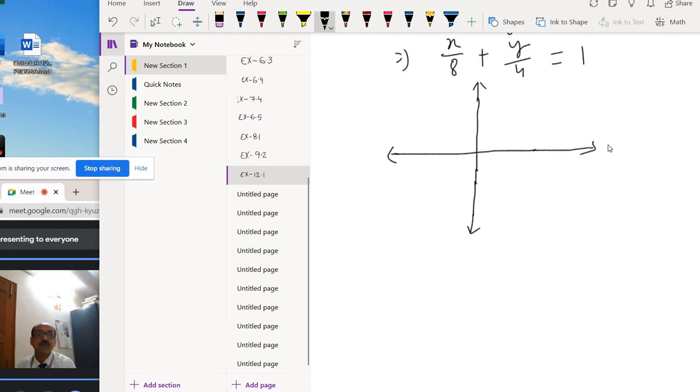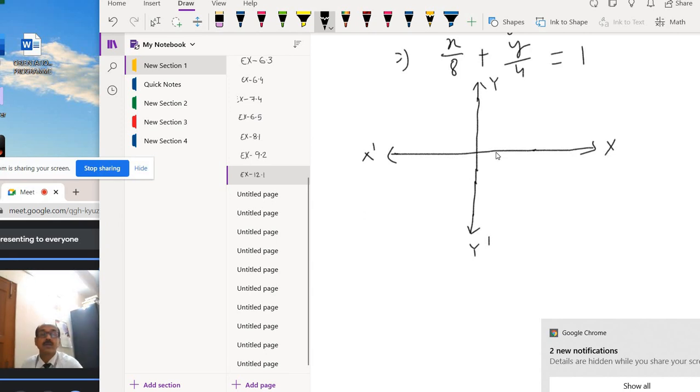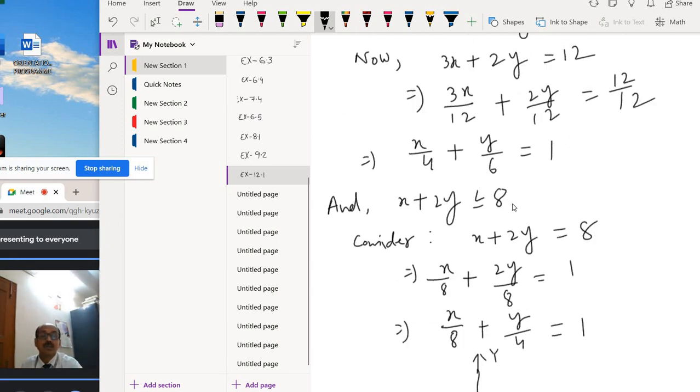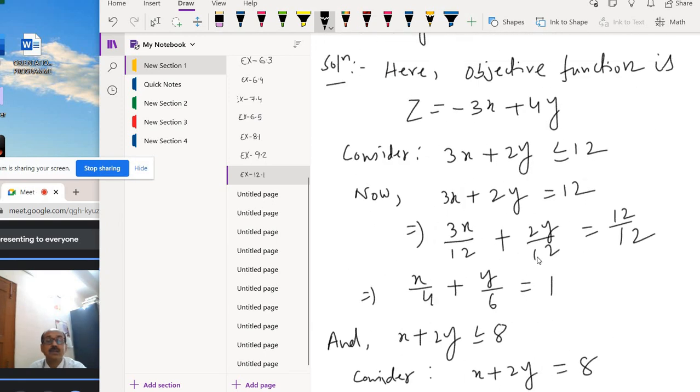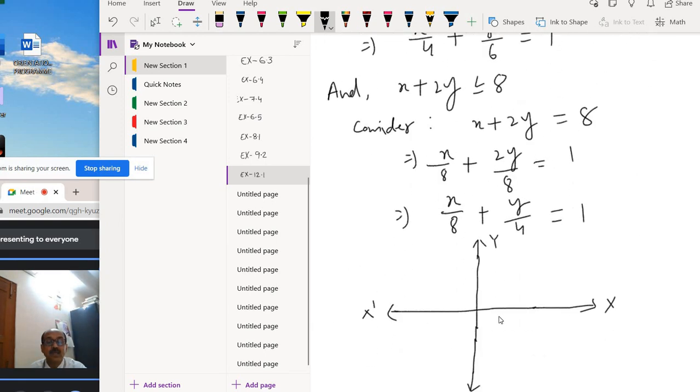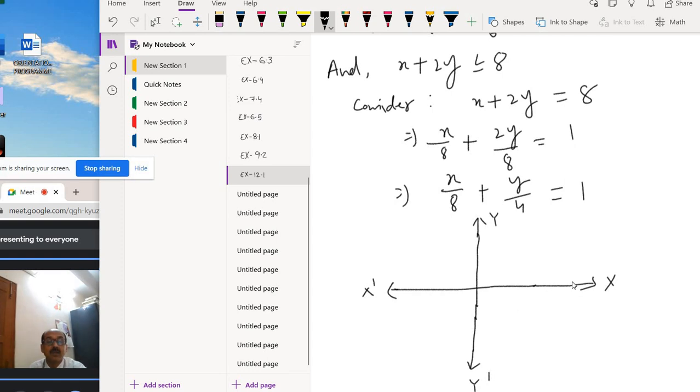Okay, this is the x-axis, and this is the y-axis. First, you can draw this one: x equals 8, y equals 4. And the second one is x equals 4, y equals 6. Okay, so x equals 8.